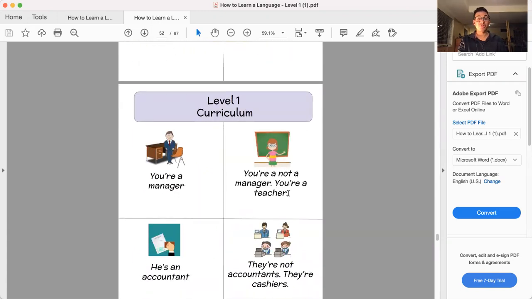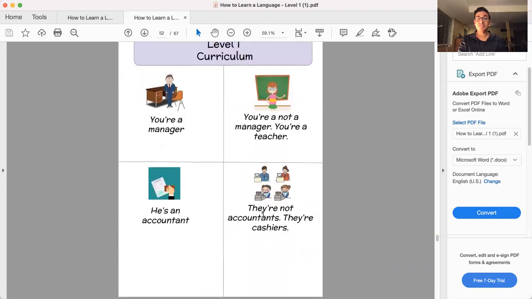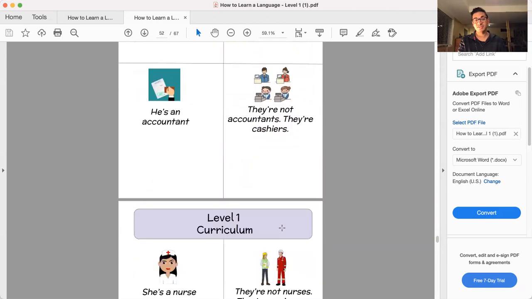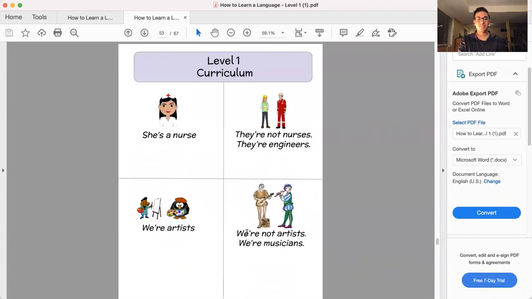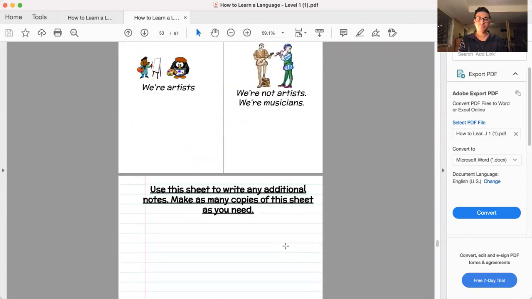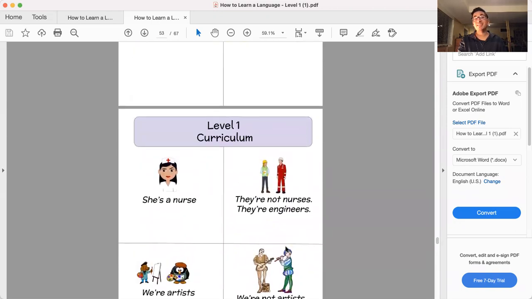You're not a manager. You're a teacher. He's an accountant. They're not accountants. They're cashiers. She's a nurse. They're not nurses. They're engineers. We're artists. We're not artists. We're musicians. This might take you some time.